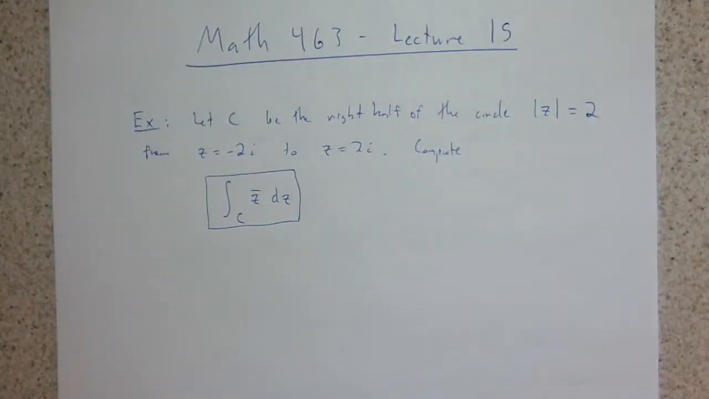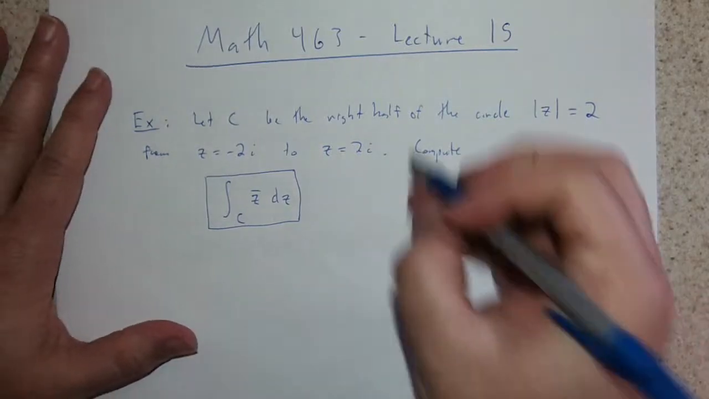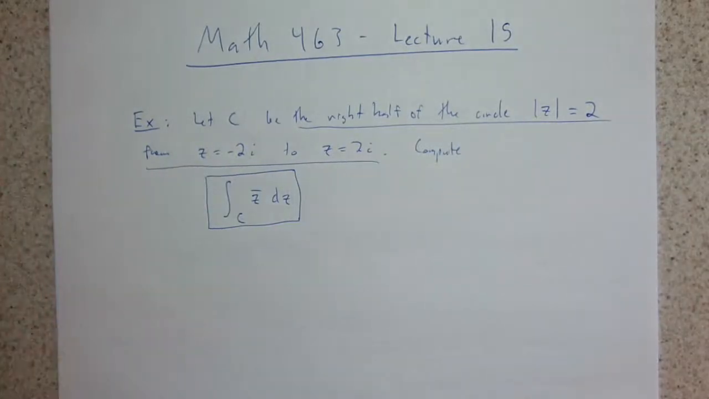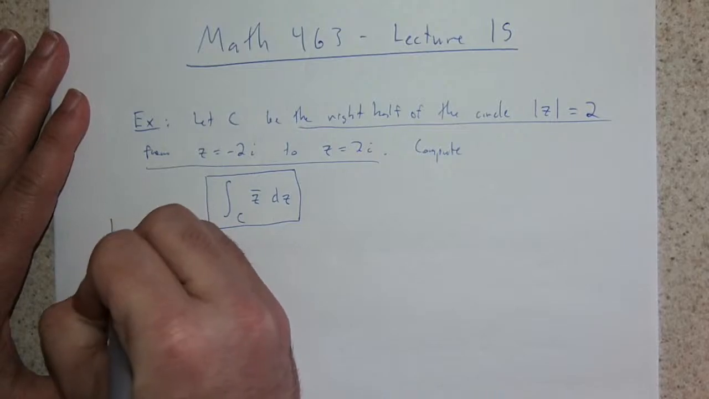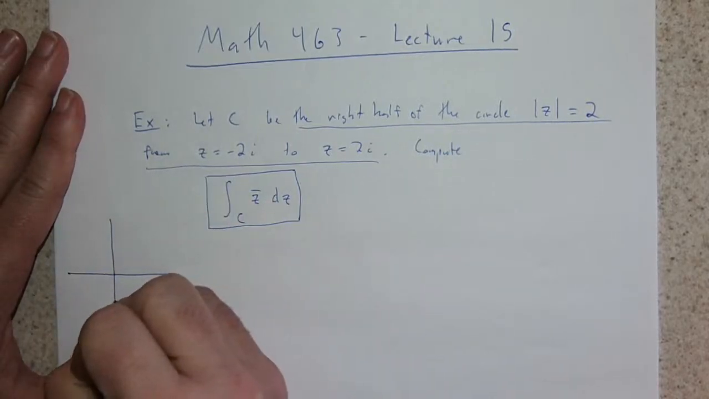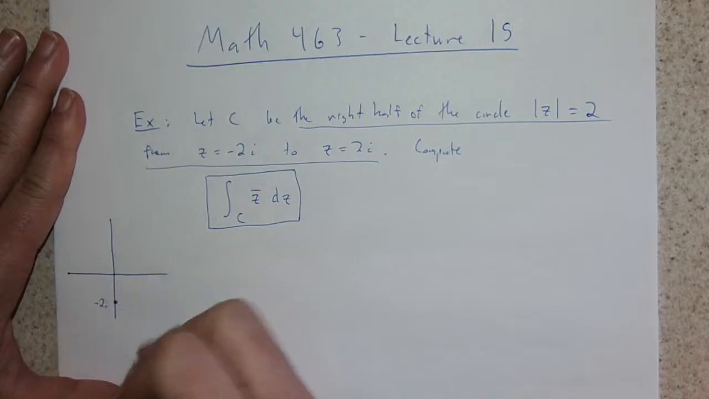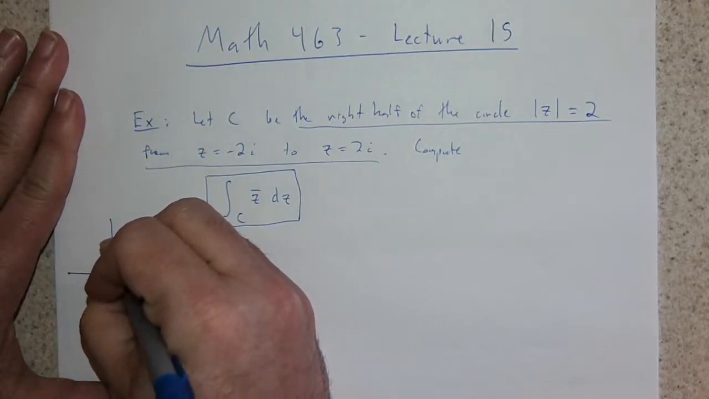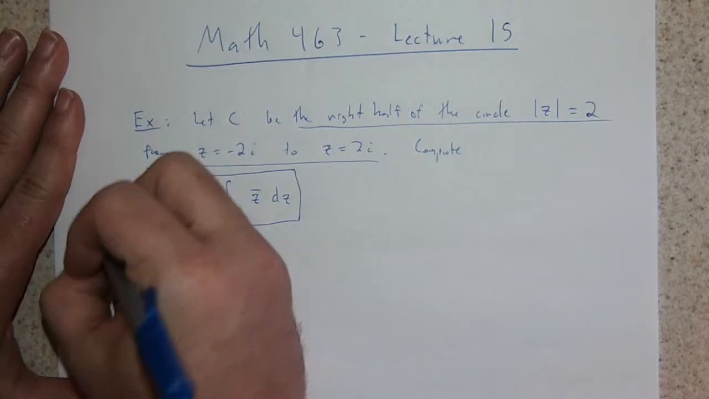Of course, we don't have to use the parameter t. We can use whatever naturally arises here. And so C is the right half of this circle from minus 2i to 2i. What does that look like? So here's, we'll say, minus 2i. The right half of the circle of radius 2 centered at the origin looks like this. This is 2i.